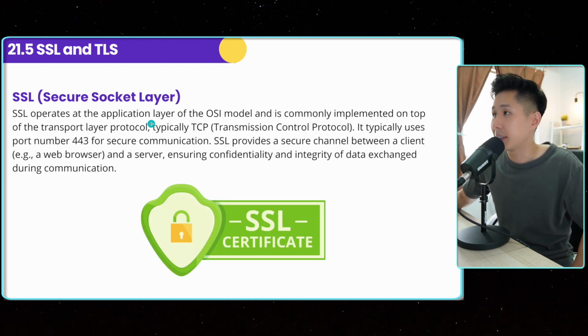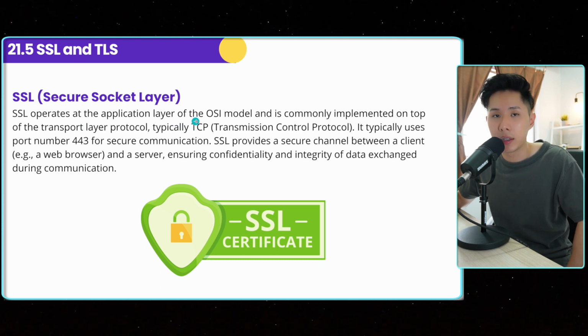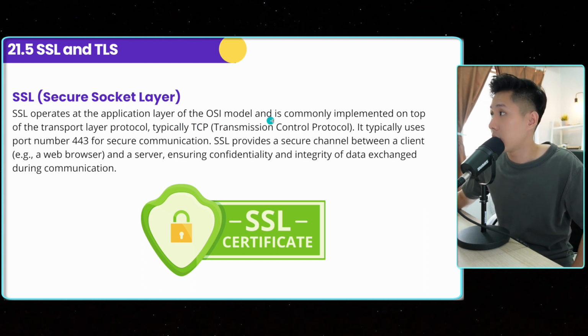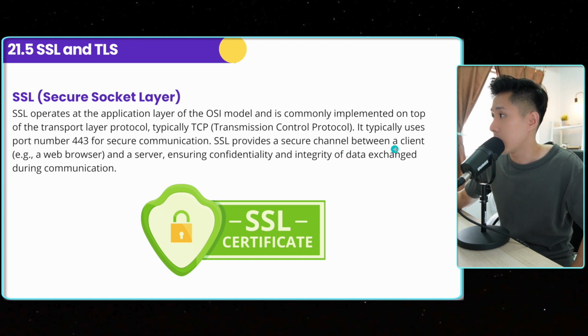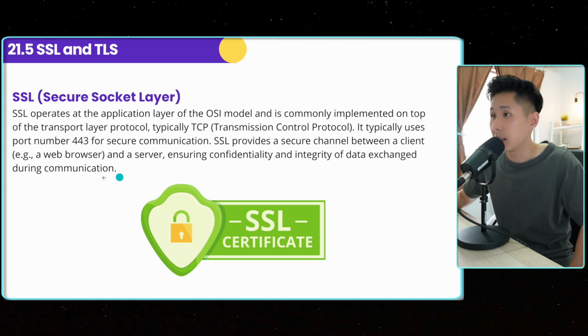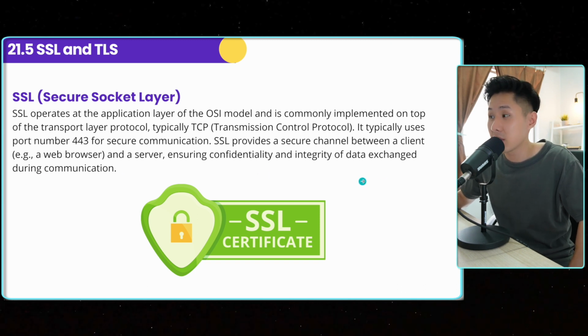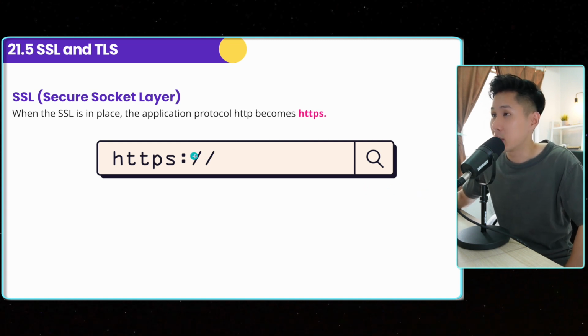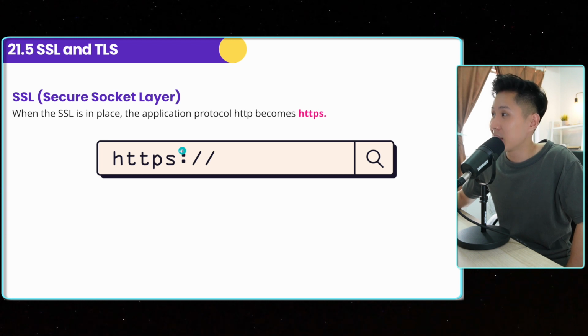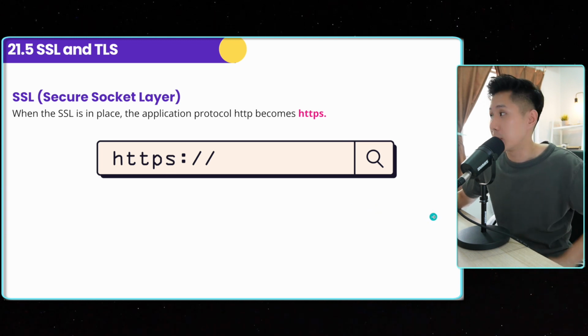Now, SSL operates at the application layer. We talked about it in the network chapter on the OSI model, and it is commonly implemented on top of the transport layer protocol, typically TCP. It uses port number 443, so this is just some information for secure communication. SSL provides a secure channel between a client and a server, ensuring confidentiality and integrity of data exchange during communication. There are a bunch of words here, so I figured it would be better to show you in image form. So when SSL is in place, you'll get HTTPS. That's the first thing you need to remember.